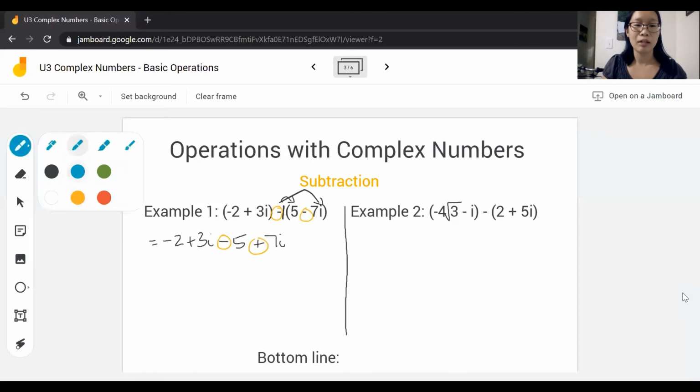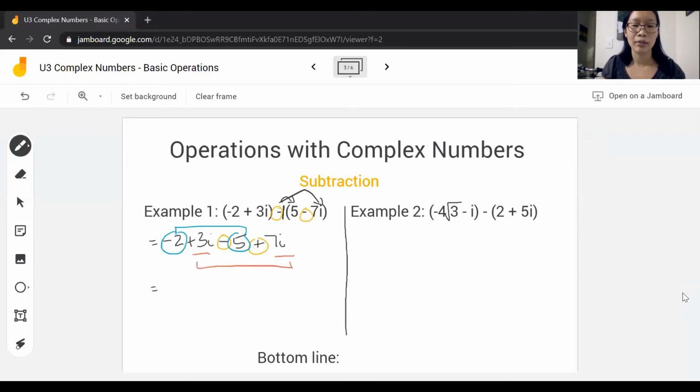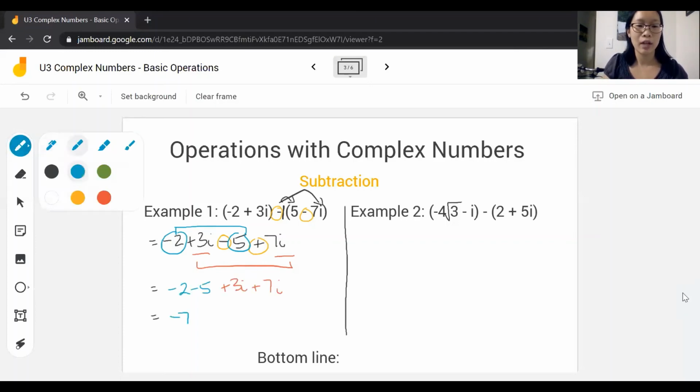From there, we can continue the same way. We just combine our like terms, our real parts with real, and our imaginary with imaginary. I'm going to rewrite this so our reals are together and our imaginaries are together. -2 minus 5 is -7, and then a +3i and a +7i give us 10i.